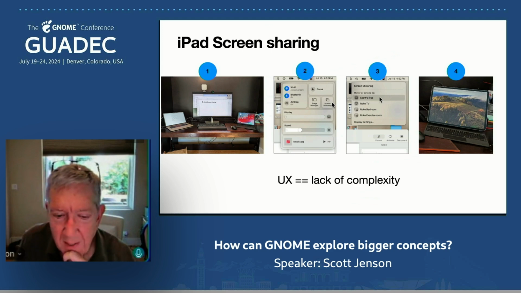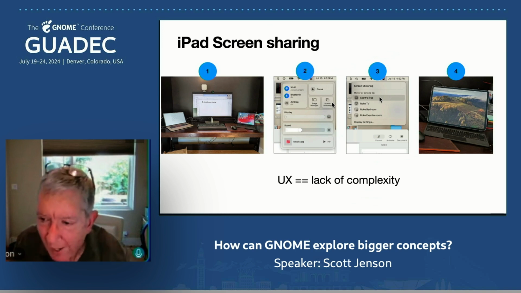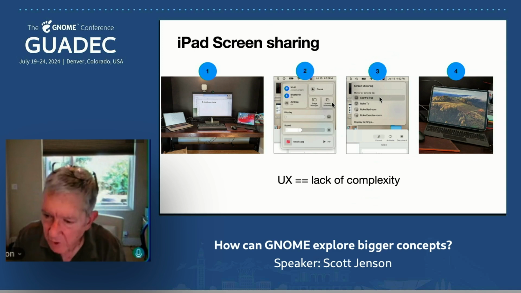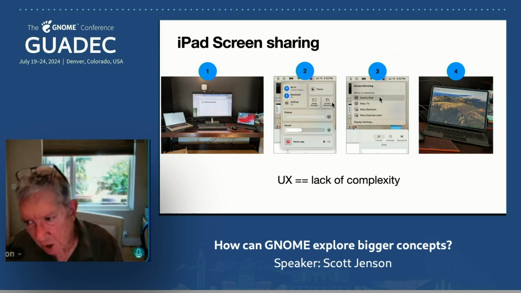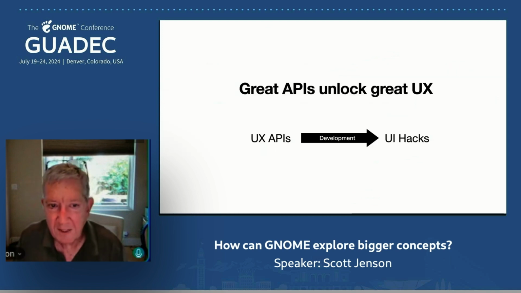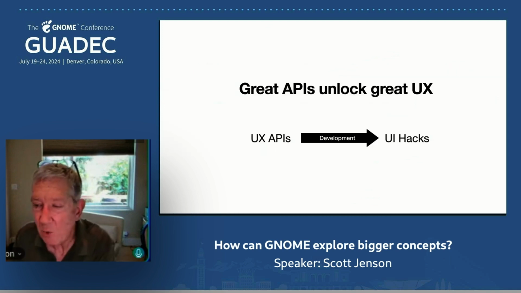And so the point I'm trying to make here is that, by the way, if you don't like Apple or if you don't like this particular feature, I don't care. That's not the point here. The point here is to show you what I mean by UX. And what Apple did in this particular case was they really sweated the details on the lower level APIs and how they were able to rendezvous and to find these things and how to share their screens effectively, so that all I had to do was click twice and it just worked. And so the point I'm trying to make is that great APIs unlock great UX.